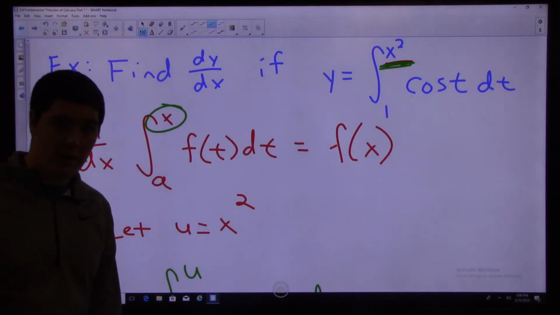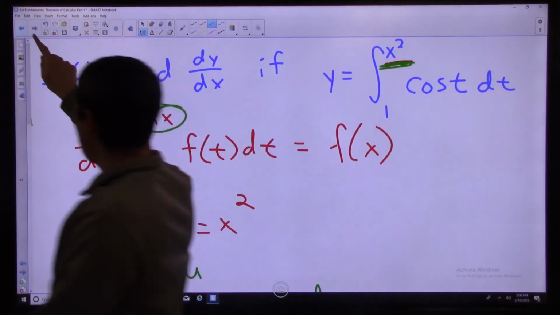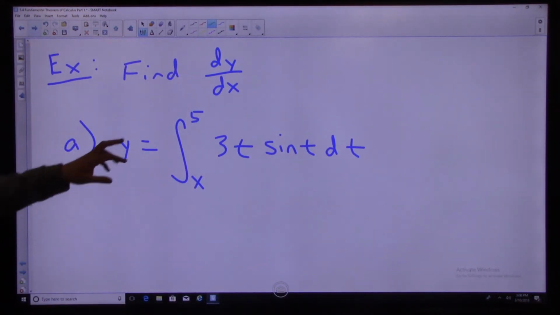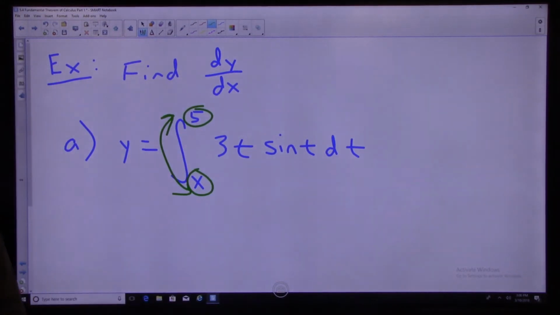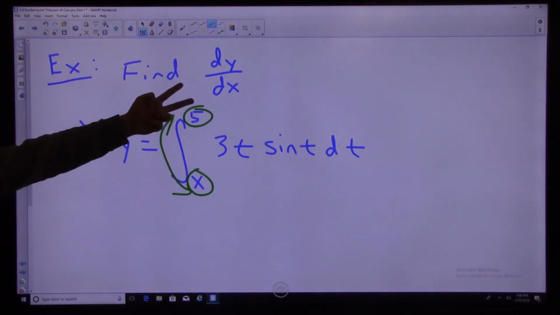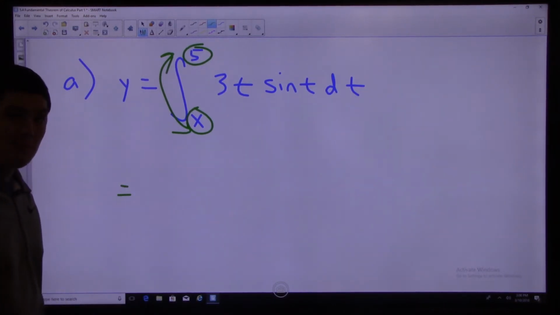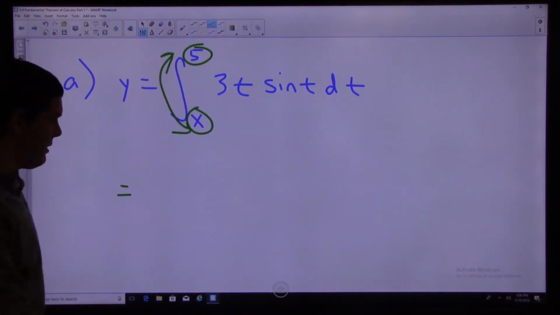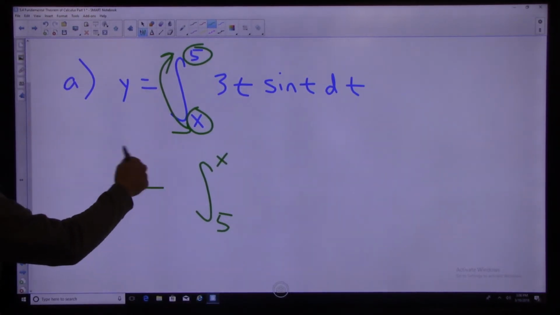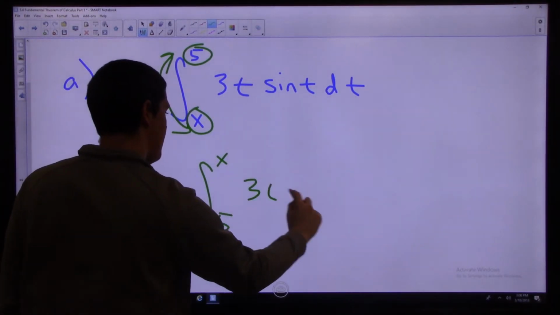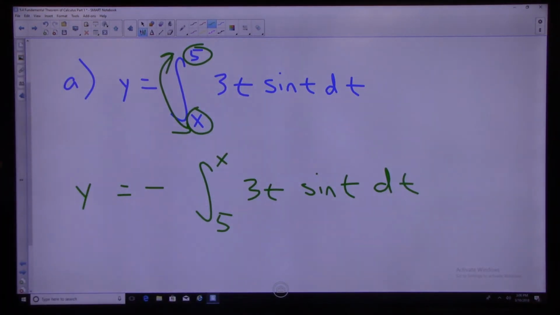Well, there are integration rules that we talked about in section 5.3 that we can use here to do that. If you need to look back at them, go ahead, but hopefully you guys see what we need to do. If I want to switch my upper and lower limit of integration, then I'm allowed to do that as long as I make the entire thing, what? That's it, exactly, negative. So it's going to be negative the integral from 5 to x of 3t sine t dt. We got y is still equal to that.